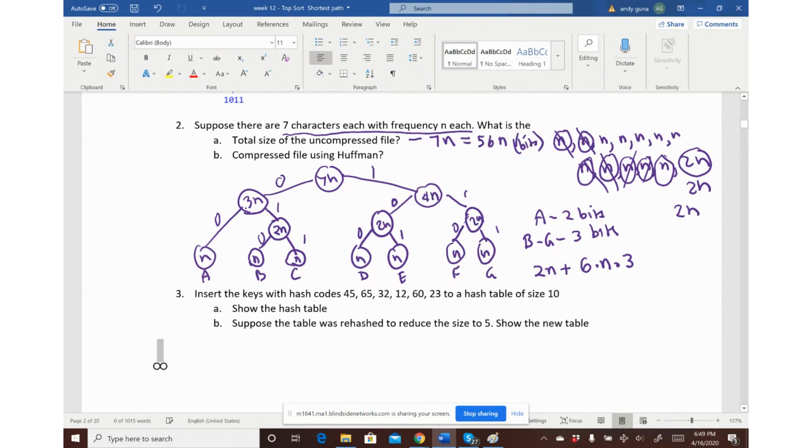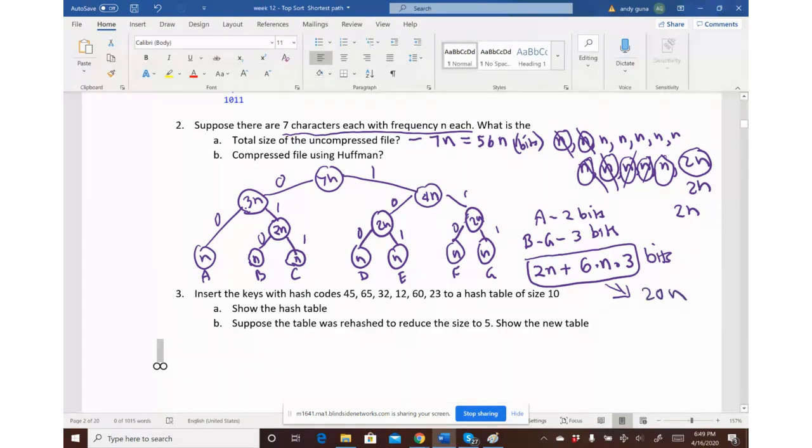Sometimes keeping it in bits makes it make more sense. And this is the compressed file in bits. Okay, any questions? All right. So basically, I think we have the size of the files. If you actually compute this, that would be 20n, right?